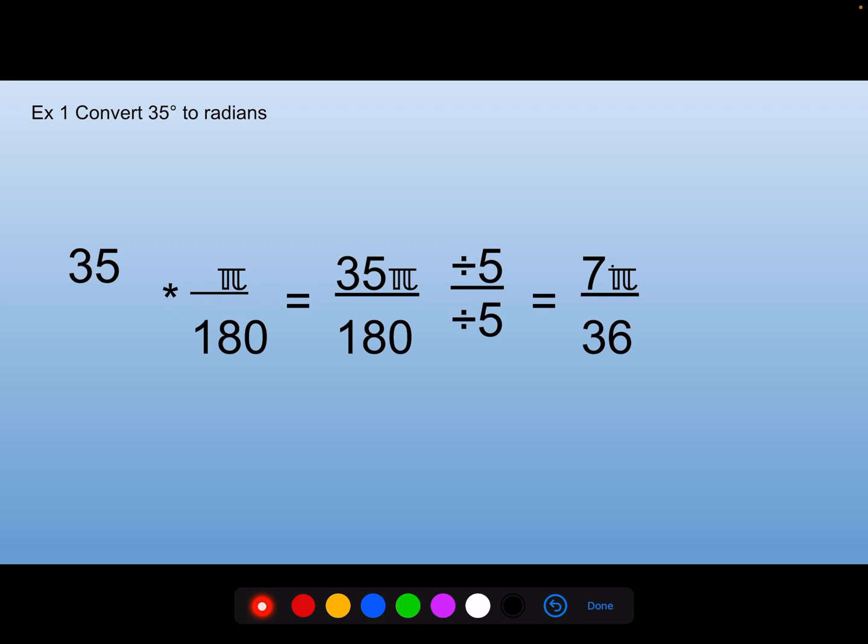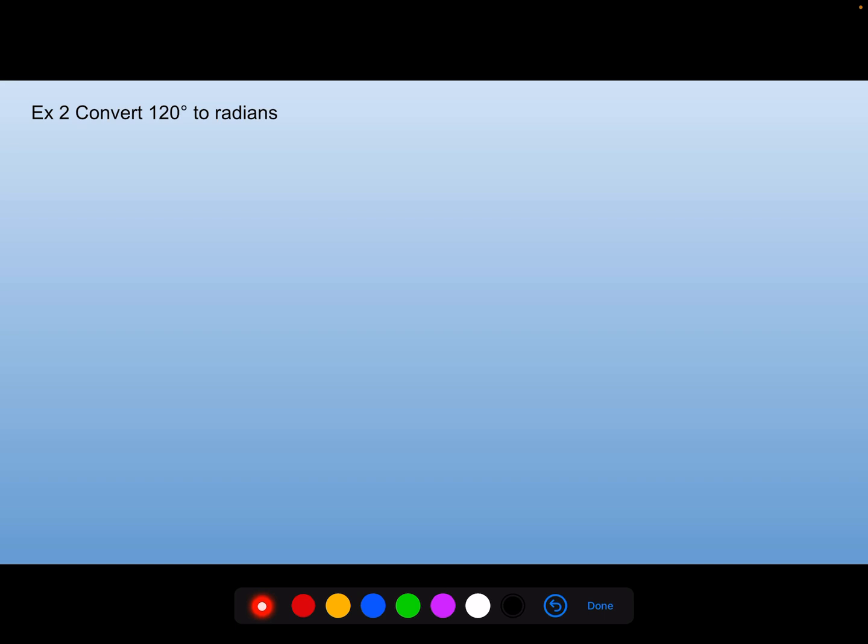So all you have to do is take the degrees, multiply by 1 over 180, and then simplify that fraction. So my suggestion to you is pause the video and then try this example, and then watch the video and see if you get it right.